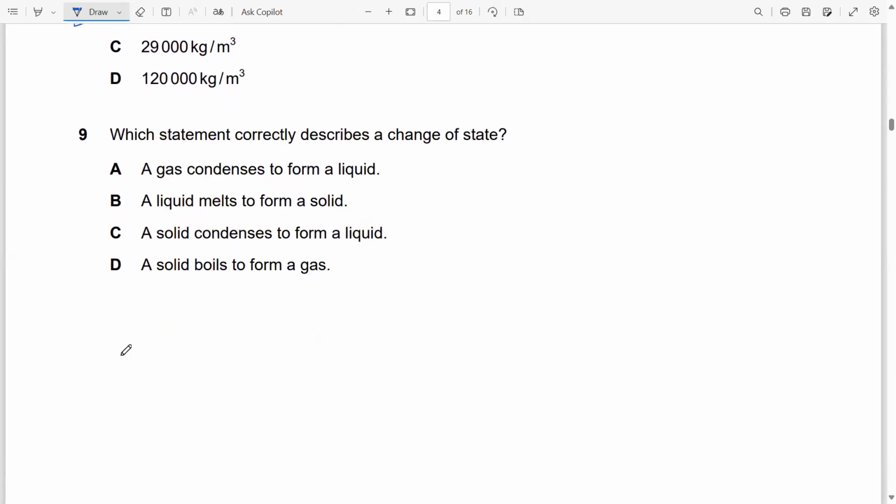Ninth question, which statement correctly describes the change of state? So gas condenses to form a liquid, that is a state change. So option A is the correct one.